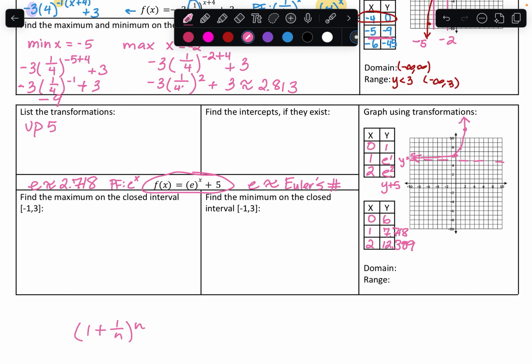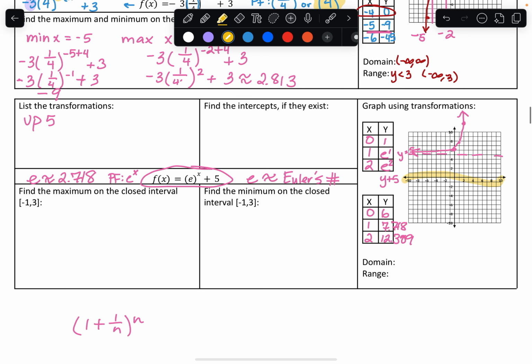Okay, finding the intercepts. Looking at this graph, you should be able to reason through the fact that there is not going to be an x-intercept. The x-axis is all the way down here, and we're bounded by that horizontal asymptote at y equals 5. So for x-intercepts, none. The y-intercept has already been calculated. It's at 0, 6.